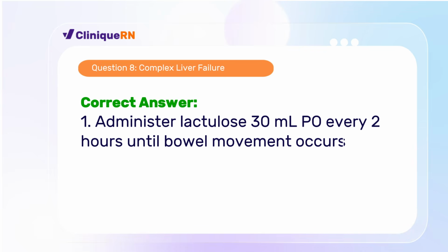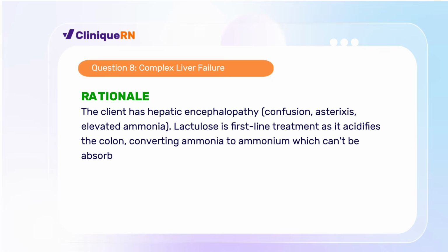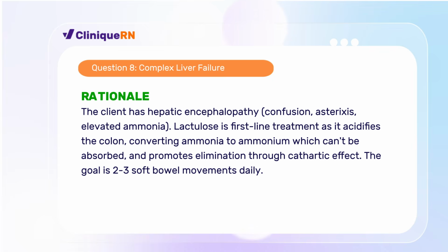The correct answer is 1. Administer lactulose 30 milliliters by mouth every 2 hours until bowel movement occurs. Rationale. The client has hepatic encephalopathy: confusion, asterixis, elevated ammonia. Lactulose is a first-line treatment as it acidifies the colon, converting ammonia to ammonium, which can't be absorbed, and promotes elimination through the cathartic effect. The goal is 2 to 3 soft bowel movements daily.